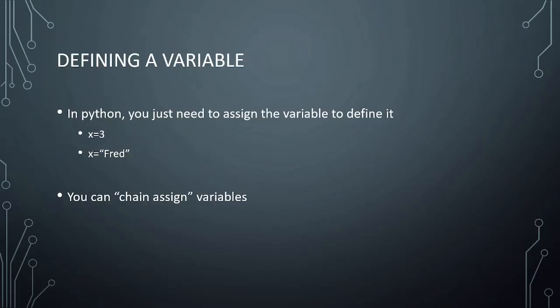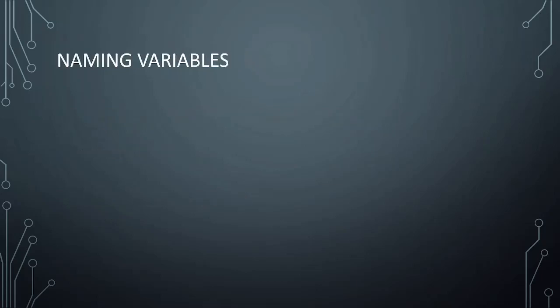In Python, you can do something called chain assigning. Now, this is a really useful trick where if you need to assign the same number to multiple variables, you can do that all in one line. We need to name variables, that way we know what they're being used for.